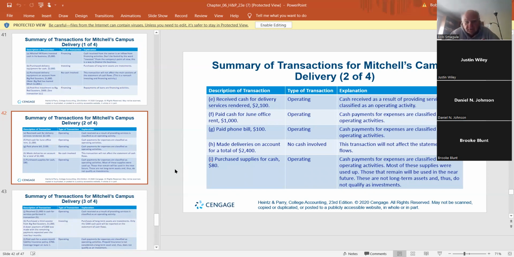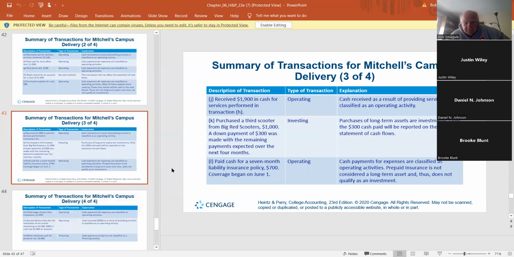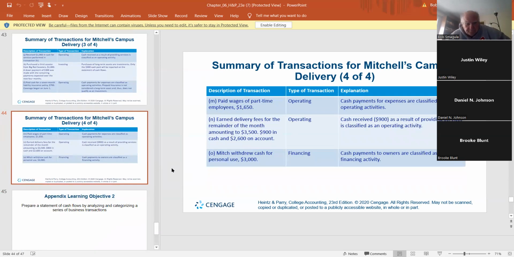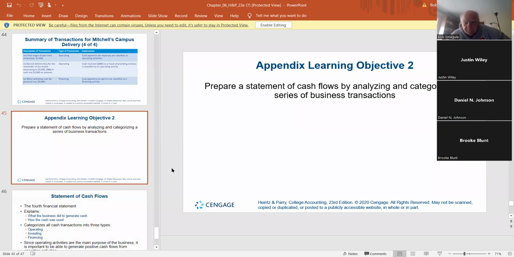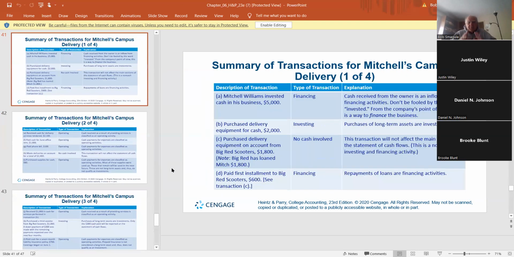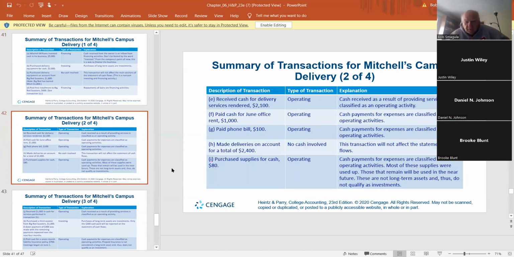Received cash for delivery, that's as operating as you can get. Paid cash for June. That's a normal operating expense. Paid the phone bill. Made deliveries on account and bought supplies, operating. So you get the idea here. So operating cash flows, investing cash flows, financing cash flows. Just have those three terms in your mind, okay?